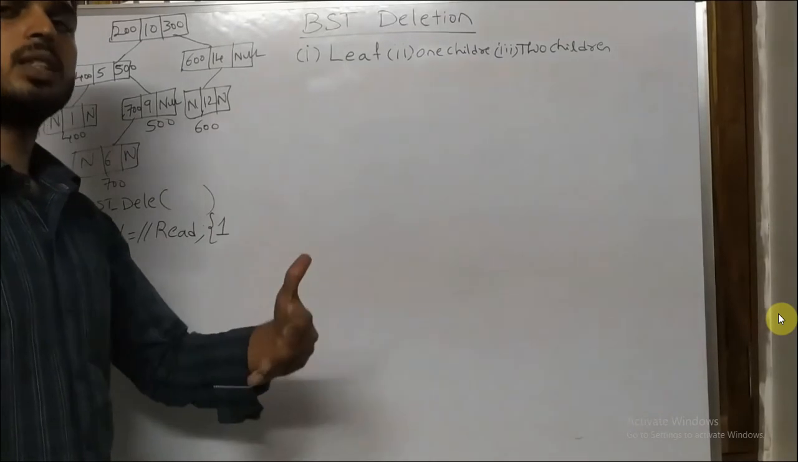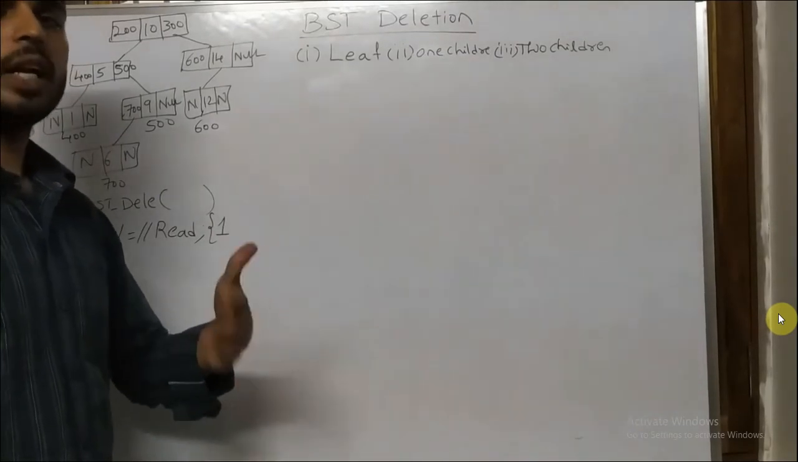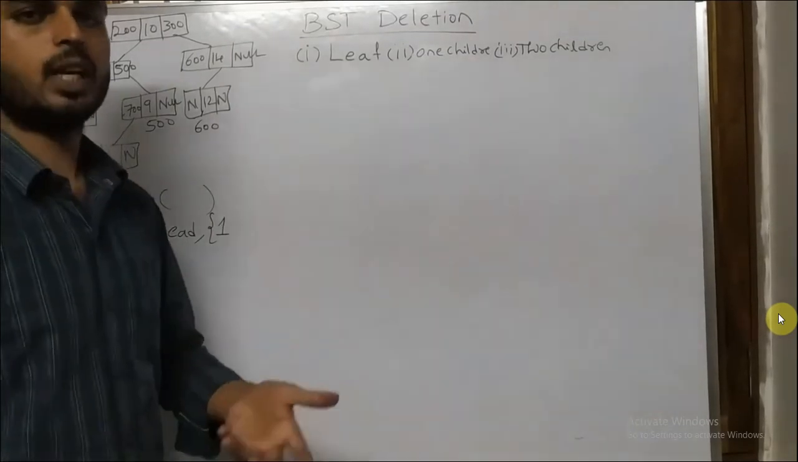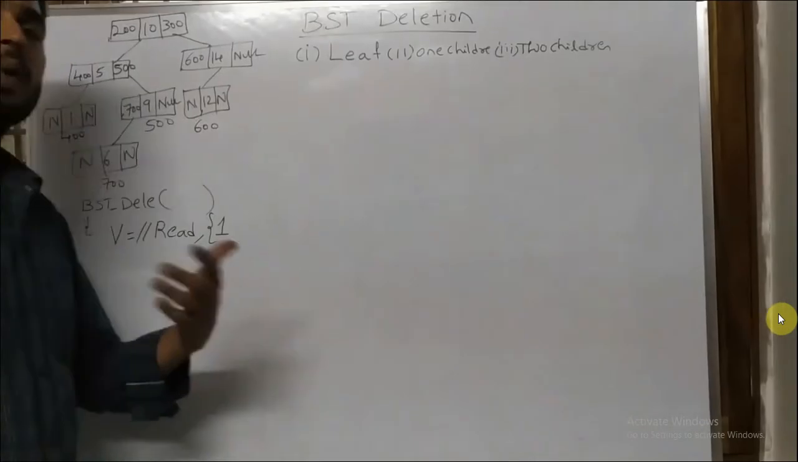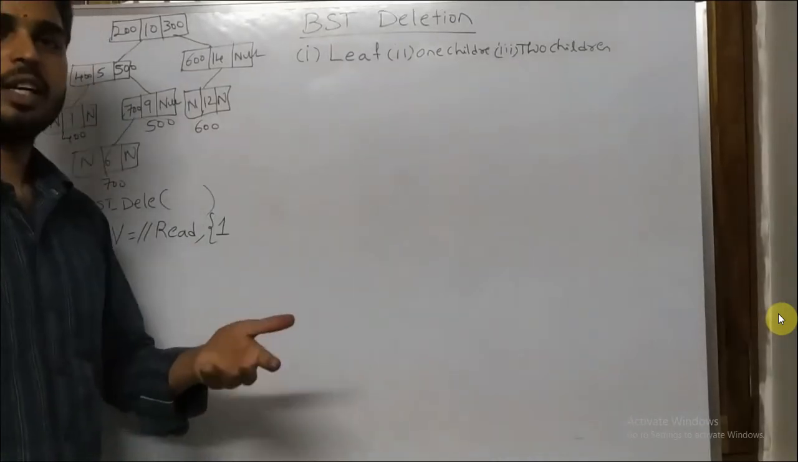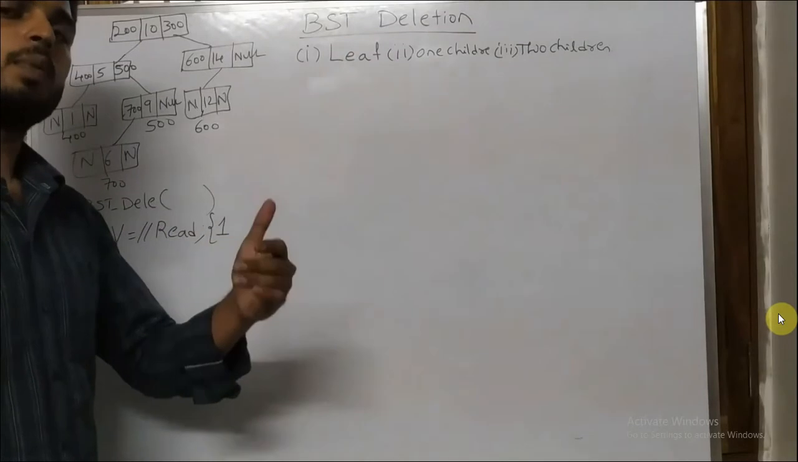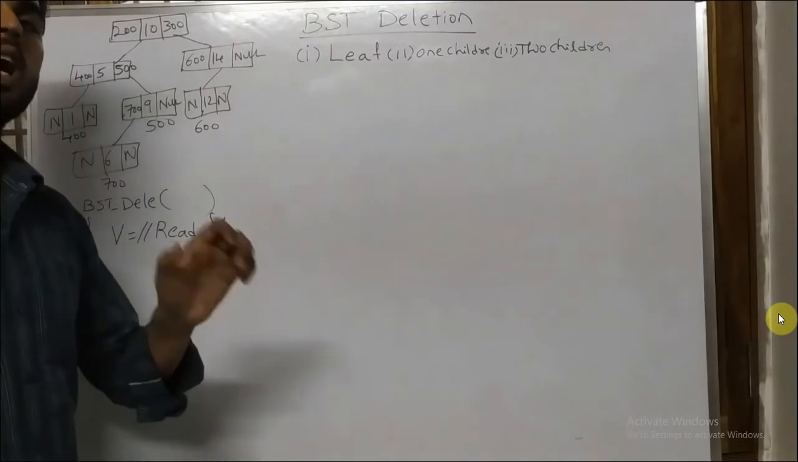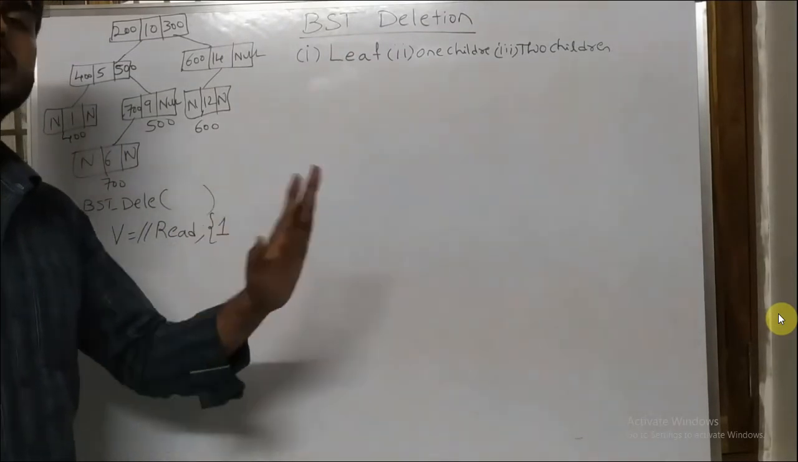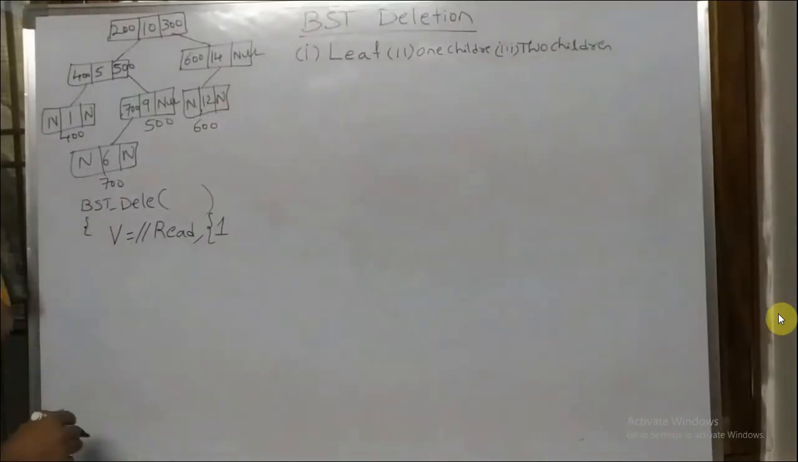We need to first check whether value 1 exists or not. Without an existing node, how can we delete? We can't delete, right? So first we need to traverse up to that particular value 1. If it matches, we need to delete that node. If it doesn't match any one of the nodes, we can say that the data is not found. That's it. So first we need to traverse.